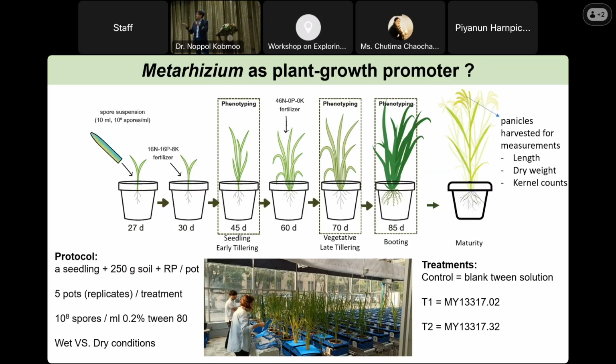And then at different stages of the growth of rice, we measure their phenotypes at the seedling stage, the vegetative stage, and the booting stage. And then also at maturity, we harvest the panicles to measure the size, the proportion of developed kernels, etc., to see whether it also contributes to better yield of the rice.